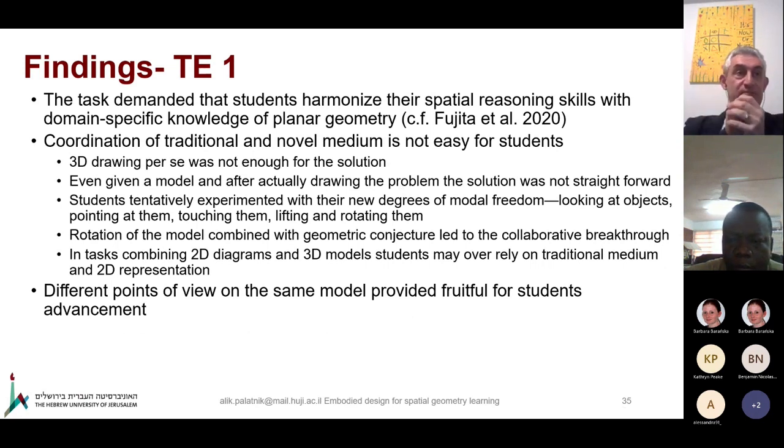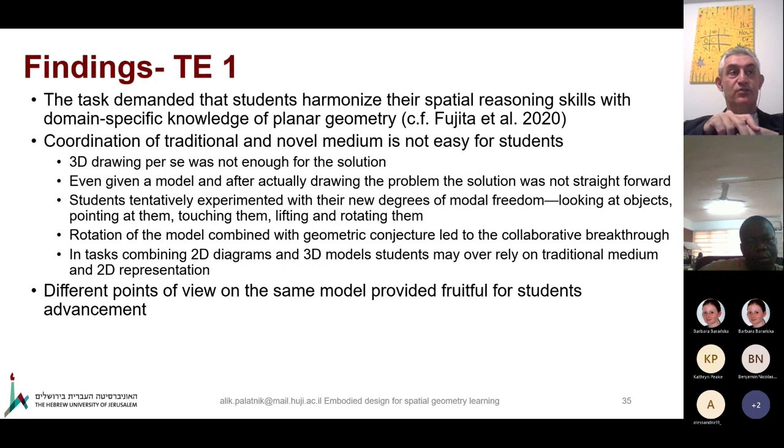So, from my perspective, these are the findings of this teaching experiment. First of all, the task demanded that students harmonize their spatial reasoning skills with domain-specific knowledge of planar geometry. We can compare it with the findings of Fujita. Coordination of traditional and novel medium, traditional as paper and novel as a 3D cube with drawn auxiliary lines, is not easy for students. They cannot take this for granted.